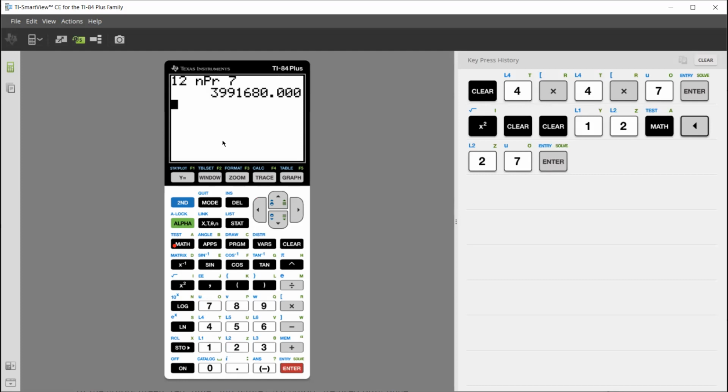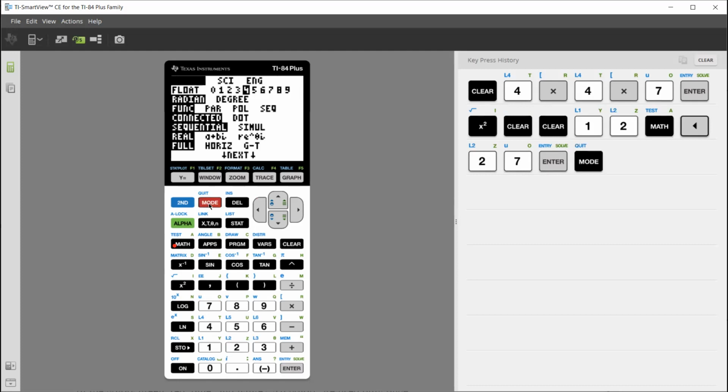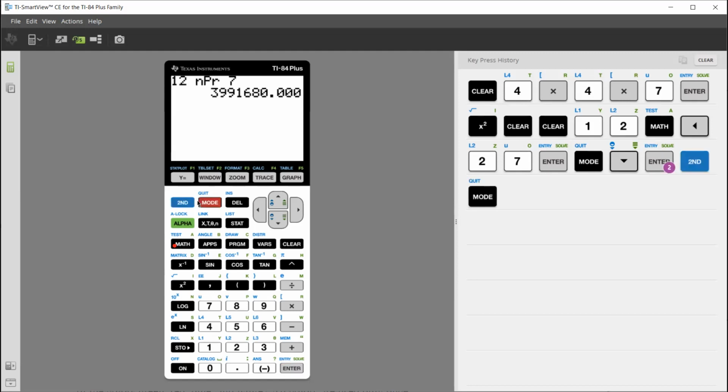And that's quite a large number there. That's 3,991,680. I'm going to put this back on float just so it looks a little bit cleaner. For part B, okay.